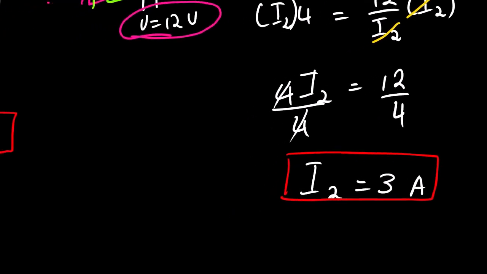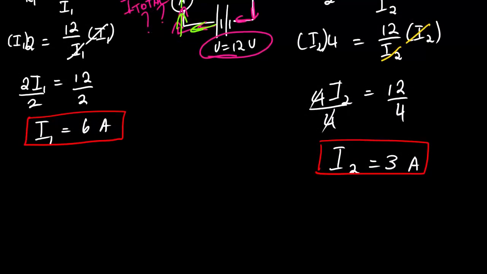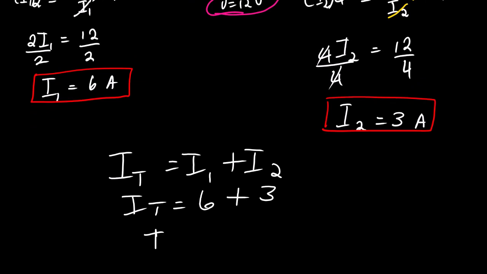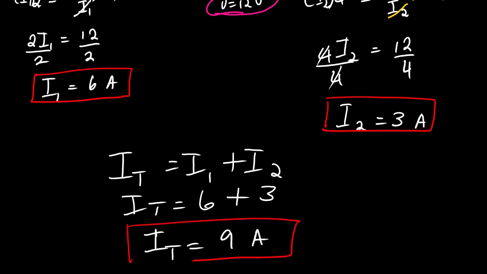So since we have two resistors and we know their current, then we can use this equation. I total is equals to I1 plus I2. Then we have I total is equals to I1 it's 6 plus I2 it's 3. So I total is equals to 9 amperes. That is the first way.